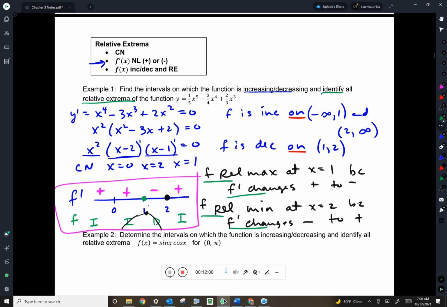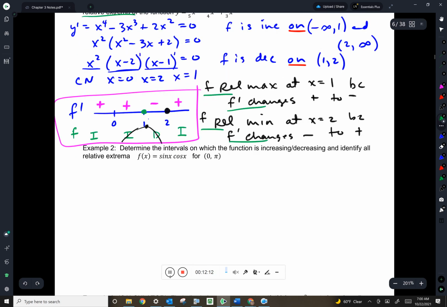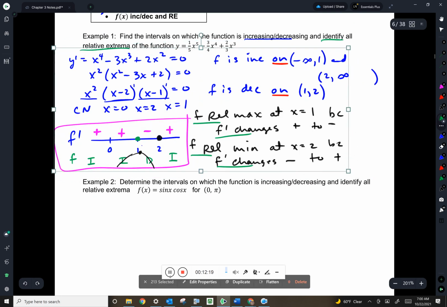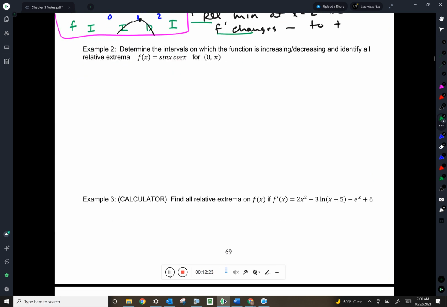Okay? So look at number 2. Everybody loves a good trig question, right? I'm just going to make this a little bit smaller so it's not impeding on my question. All right, so determine the intervals on which the function is increasing, decreasing, identify the relative extrema, but this time it's a trig function. Okay, so first we find our critical numbers, which come from the derivative.